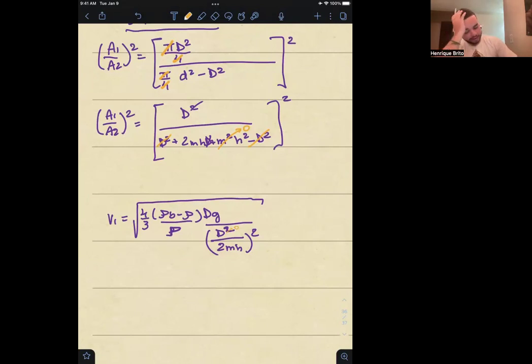Okay, so we have that as of now. So now how do we relate that to the height?